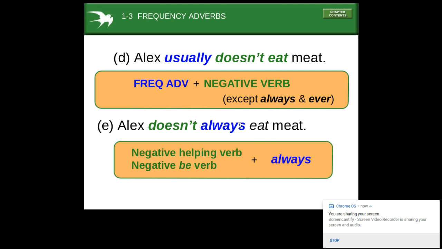So this word always comes between the negative helping verb and the base verb eat. Okay, so the same thing would happen with ever. Alex doesn't ever eat meat. If I say he doesn't ever eat meat, that's the same thing as Alex never eats meat.